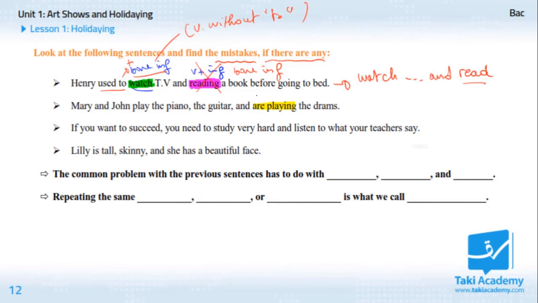Which tense is that? This is the present progressive. Yes? And here, what do I have? Mary and John play. This is the simple present. And here, what do I have? I have a set of nouns. The piano, the guitar, the drums. And we can use the verb play with all of these nouns. Okay? So I don't need to repeat the verb play. And I don't need to change the tense.